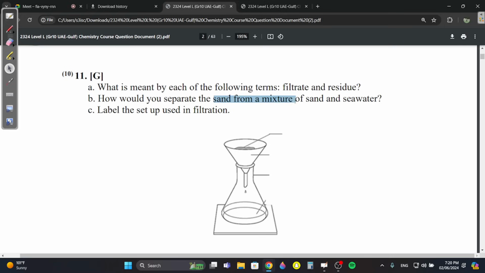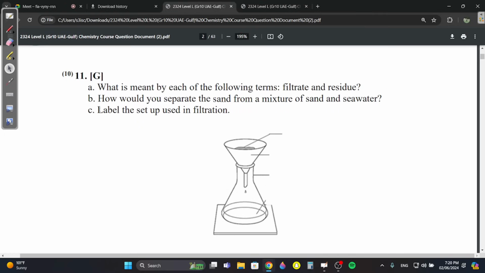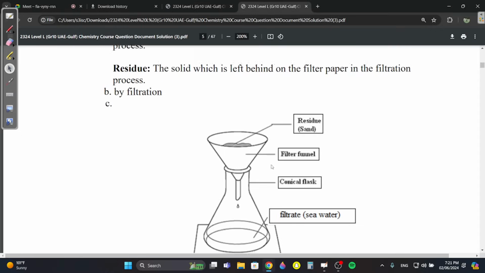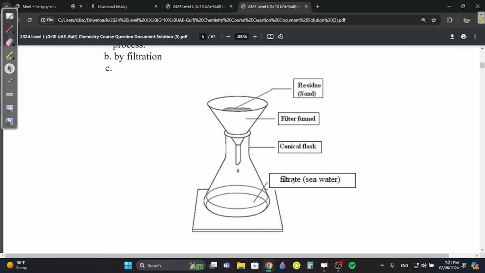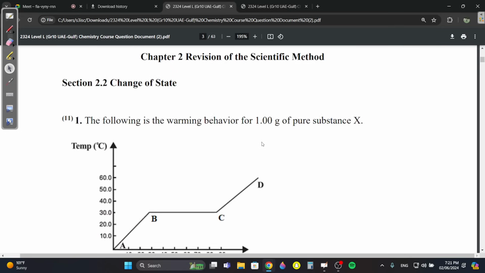How do you separate the sand from a mixture of sand and seawater? Obviously by filtration. We'd have to filter off the sand. And label the setup using filtration. We said the stuff that's left over is the residue, and this thing that goes down is filtrate. This is the conical flask, or whatever flask they give you. Just say flask or conical flask, better to use conical flask. And obviously this is a funnel, but say filter funnel. Don't just say funnel. You never know, they might deduct marks.